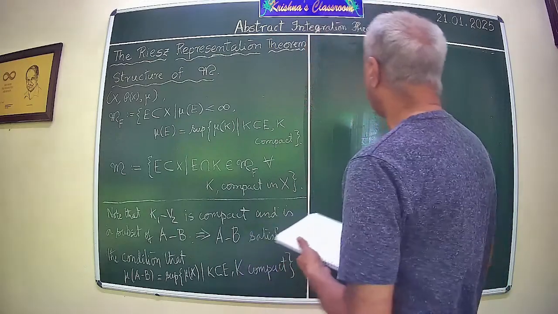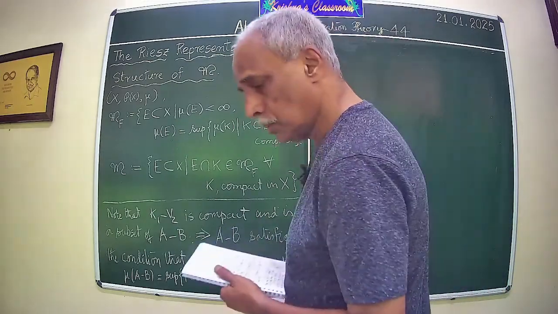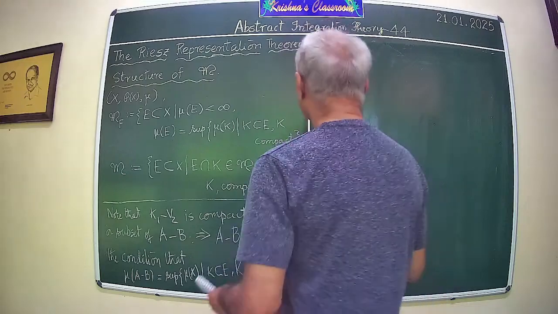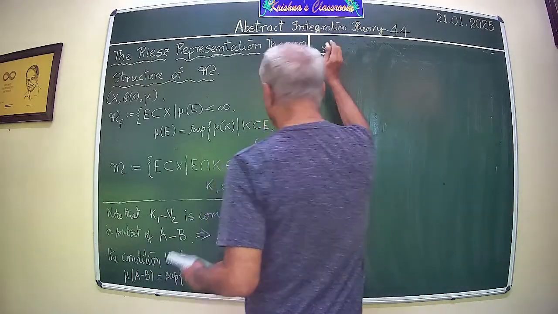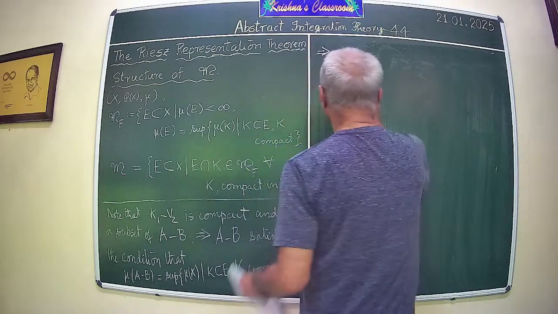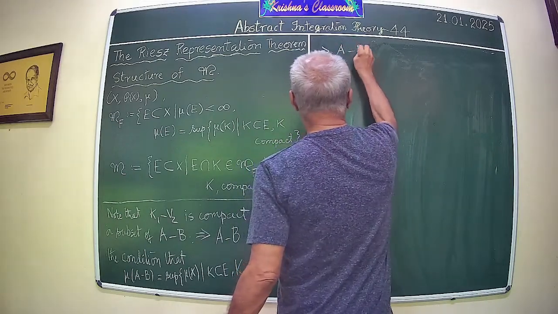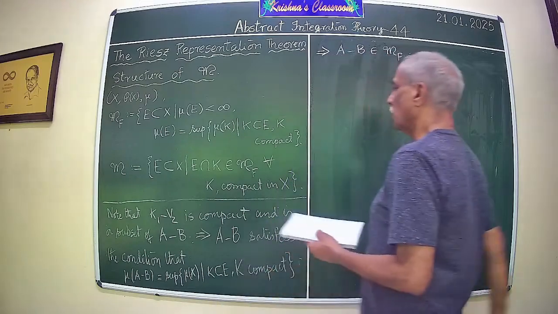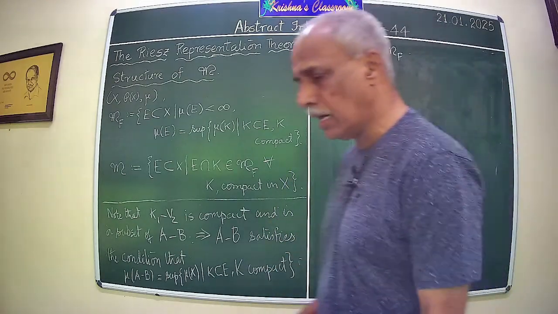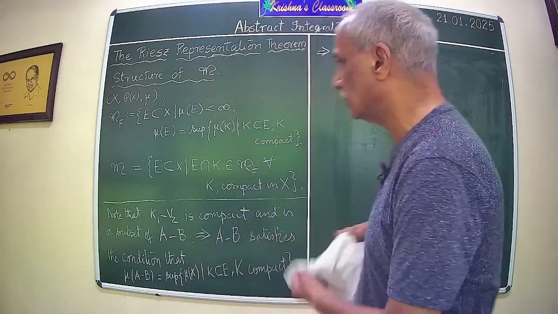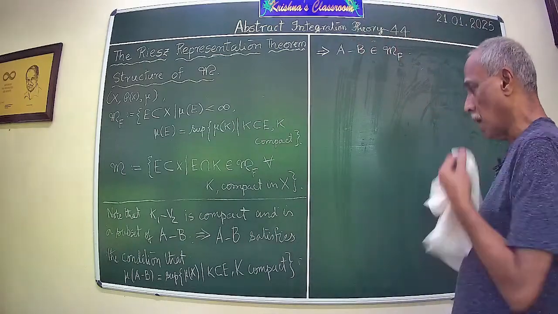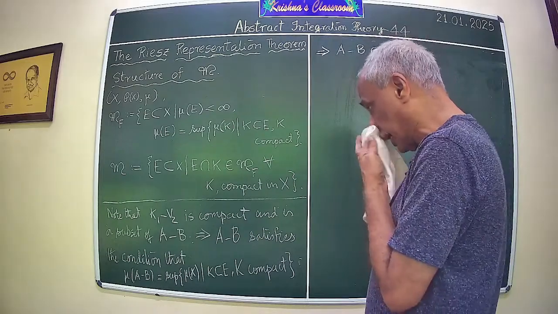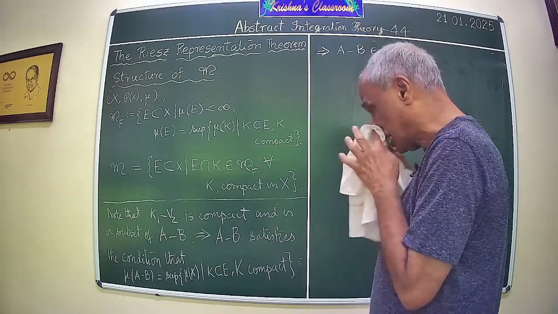And that implies A minus B. So if A and B are in MF, then A minus B is in MF. What next? We have to work on A union B and A intersection B.